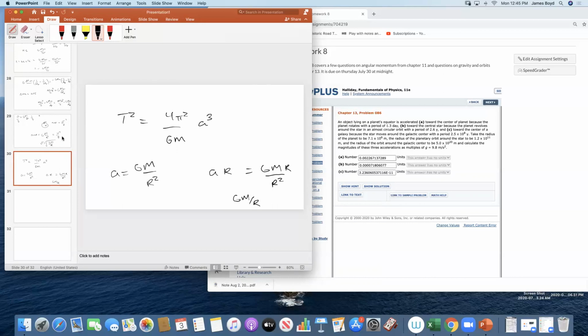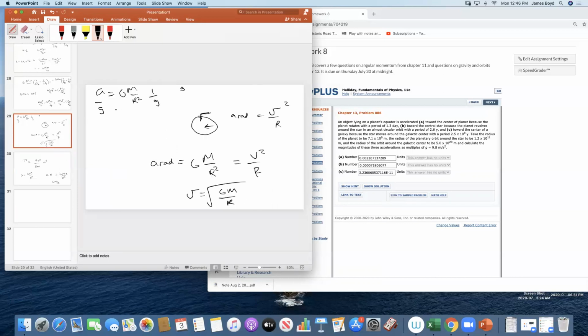Now, looking back at this, v squared is equal to GM over r, and m v squared over 2 is equal to GM m over 2r, which is the potential energy, or the kinetic energy.